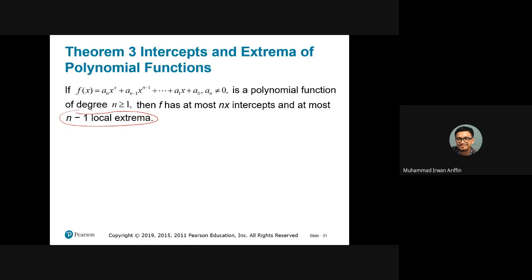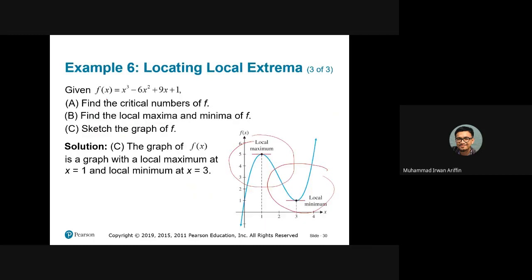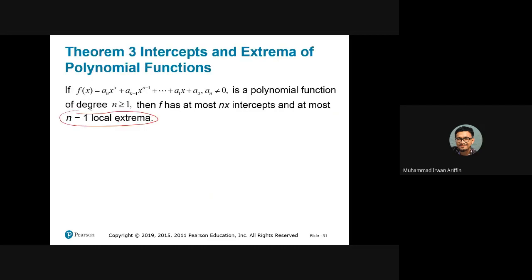Like in the previous example, this is to the power of 3, right? Our n is 3. So how many extrema do we have? 3 minus 1 is 2. So this is the most. It cannot be greater than 2, but it can be less. It can be 1, it can be 0. It can be that we don't have any local extrema at all. So that's the application of this theorem 3.